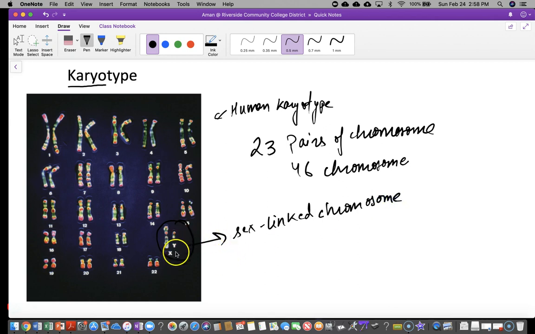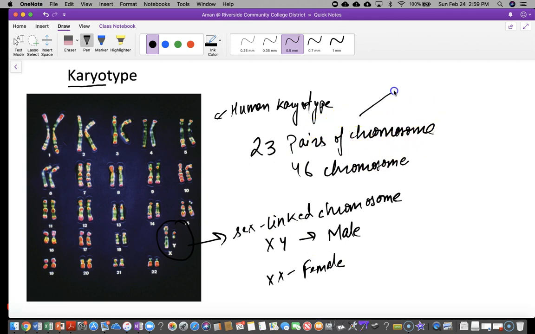So if this particular one here, if you've heard of this before, probably you have. You can see X and Y. X and Y represents that this person is a male. This karyotype, this cell, belongs to a male because we've got X and Y chromosomes. If this was X and X, this would be considered a female. Okay, so we can see that we have in total 23 pairs of chromosomes.